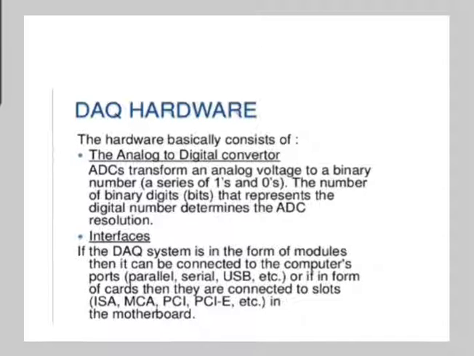Then DAQ hardware consists of analog to digital converter. The ADC transforms analog voltage to a binary number, so a series of ones and zeros, and the number of binary digits, that is bits, that represent the digital number determines the ADC resolution. And the second hardware is interface. If the DAQ system is in the form of modules, then it can be connected to the computer's ports, or if in form of cards, then they are connected to slots on the motherboard.